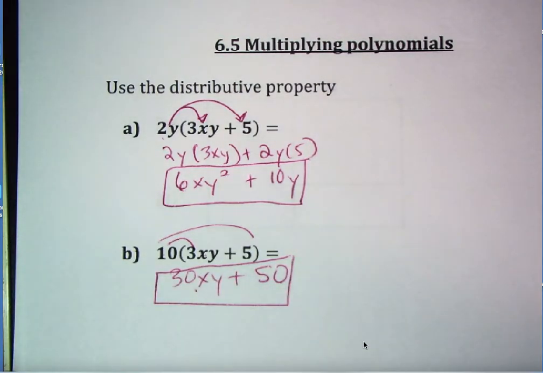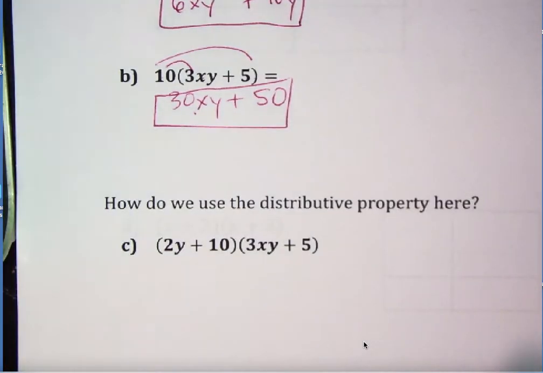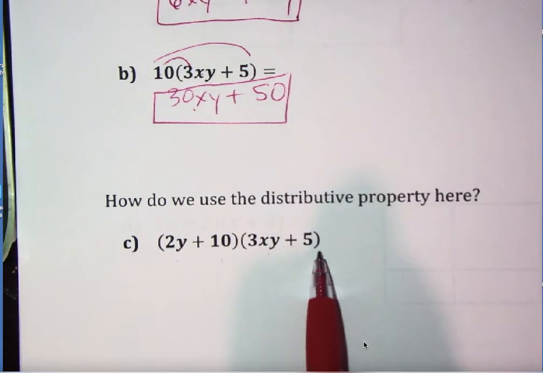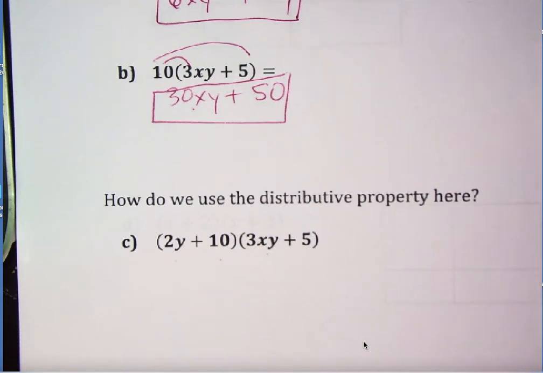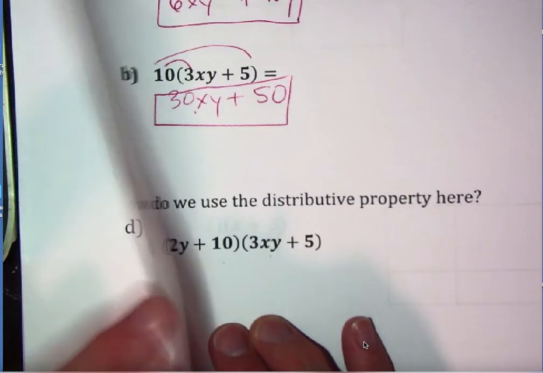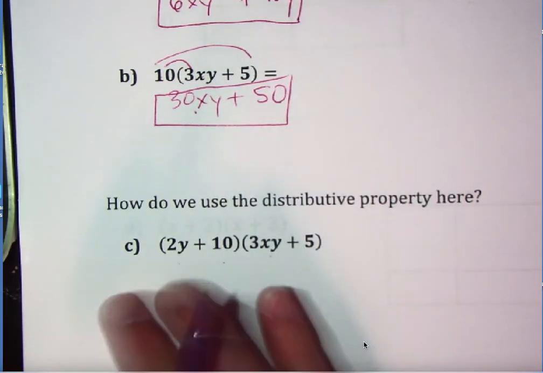Now the bigger question, what we have to start thinking about, and our new topic for today, is how can we use a distributive property here to multiply this times this? Well, the bigger question is like, how do we do it, right? So our goal today is to figure out how do we multiply 2y plus 10 times 3xy plus 5.